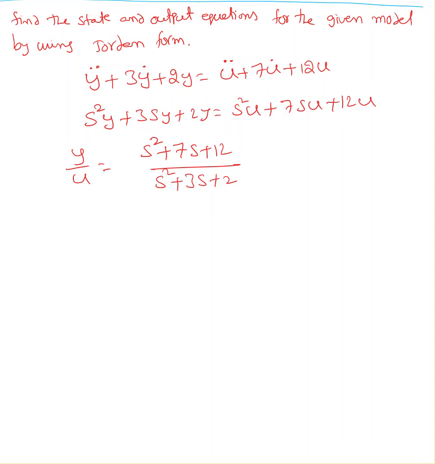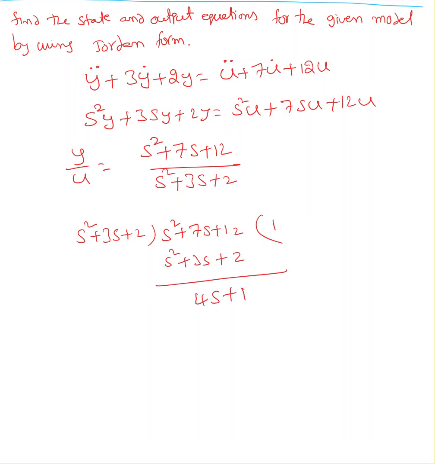If a system has two poles and two zeros, you cannot do the partial fraction. To do the partial fraction, the number of zeros must be less than the number of poles. So what I'm going to do is the long division. When I divide s square plus 7s plus 12 by s square plus 3s plus 2, the quotient is 1, and I end up with the remainder 4s plus 10.